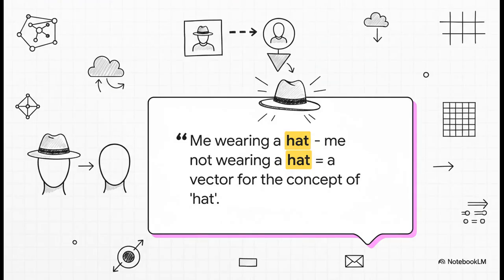And the way this map works is it's wild. You can literally do math with ideas. If you take the data point for me wearing a hat, and you subtract the data point for me not wearing a hat, you are left with a vector that points directly to the pure, isolated concept of hat. It's incredible. It's a map of meaning itself.